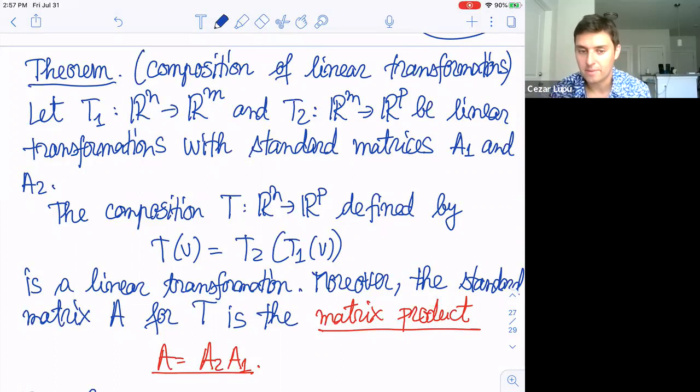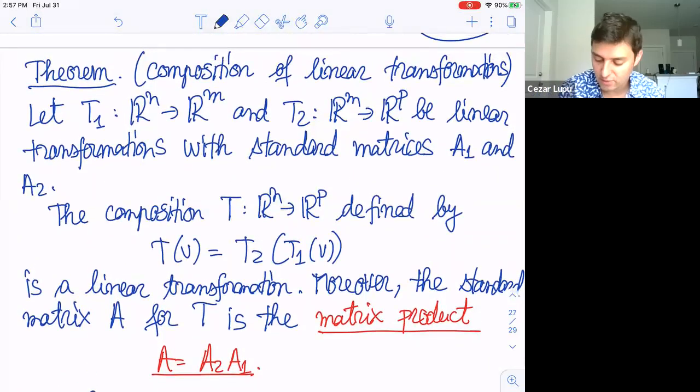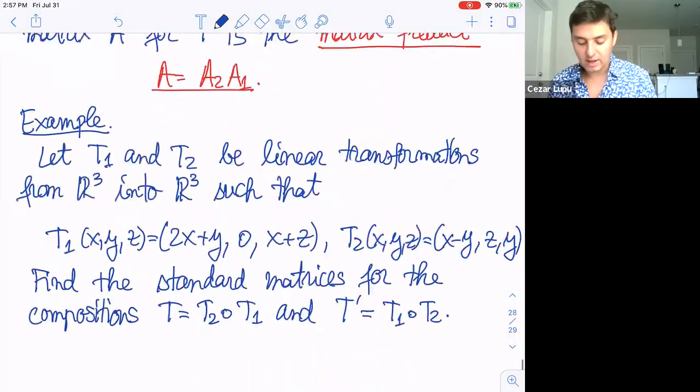Is my question clear? Okay, let's look again. First, let's look at the theorem. I have two linear transformations, and to both of them, I will associate these standard matrices, A1 and A2. First, let's write the standard matrices.